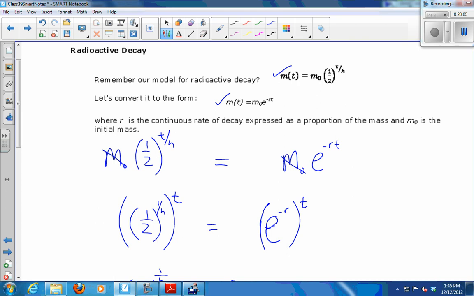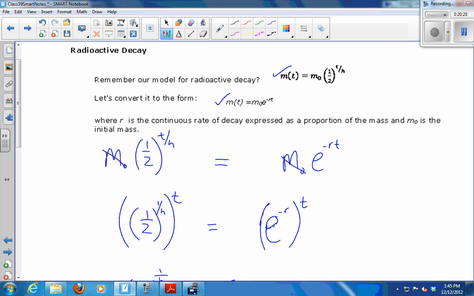Whatever your problem gives you, use that version of the model. If you're given half-life, use the model that has half-life in it. Then you don't have to convert anything. And if you're given continuous decay rate, use the model that has continuous decay rate in it. Then you don't have to convert anything. So that might help make things simpler.